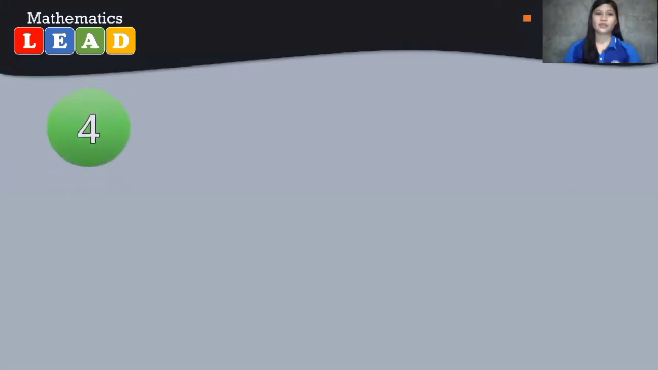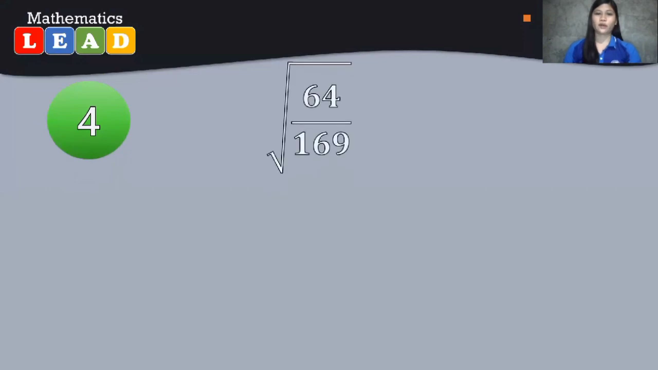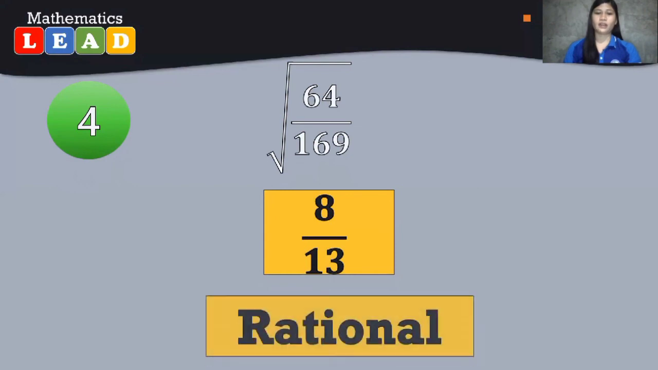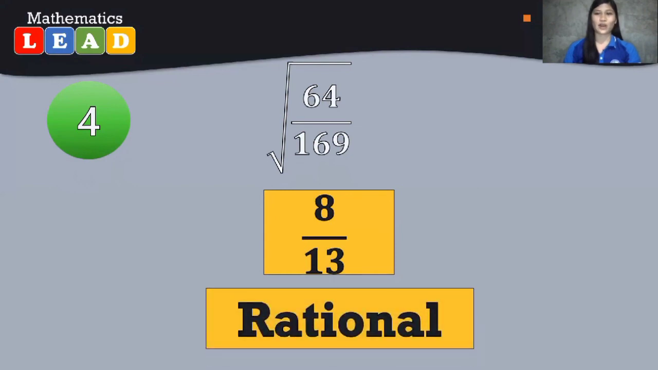The last number is number 4. Square root of 64 over 169. Use your calculator to get the square root of 64 over 169 and tell whether it is a rational or irrational number. The answer is 8 over 13, and 8 over 13 is a rational number.